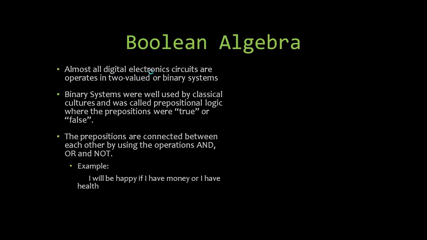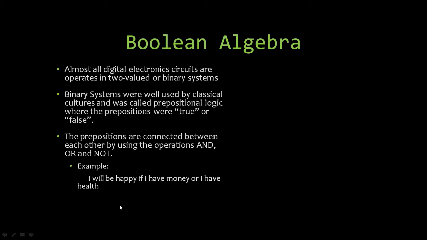As you have seen, probably almost all digital and electronic circuits are operated in a two-valued binary system. Binary systems were very well used by classical cultures and were called propositional logic, where propositions were true or false. The propositions can be connected to each other by using the operations and, or, and not. So let's see an example so we can understand all this better. The example is this one over here.